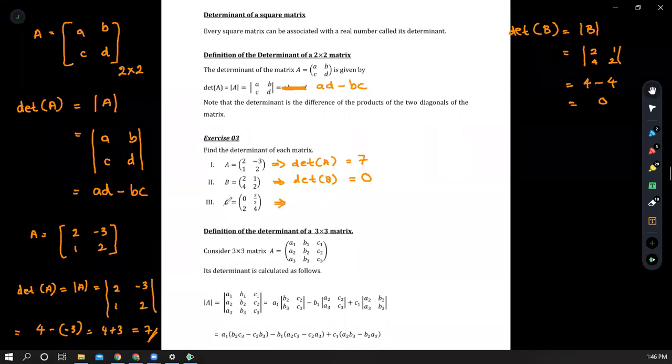And for the next one, the matrix C, we take the determinant of this matrix in this form: 0, 3 over 2, 2 and 4. If you take the difference of the products of the diagonals, 0 times 4 gives 0, minus 3 over 2 multiplied by 2 gives 3, which suggests the value minus 3. Therefore, the determinant of the matrix C is equal to minus 3.